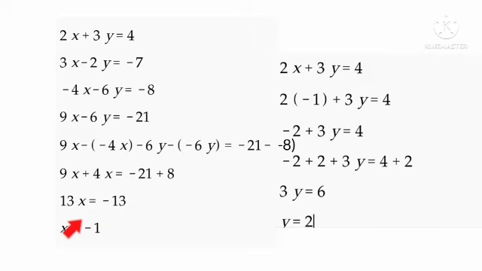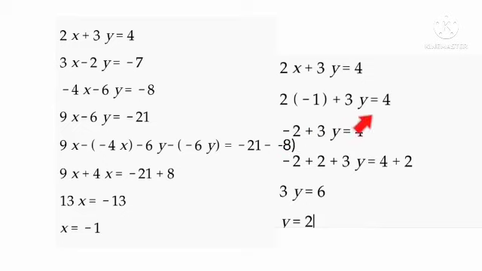Now, substituting your answer of negative 1 into either equation 1 or equation 2, you will still get the same answer. But we are going to substitute it into equation 1 in this case. So we are going to have 2x plus 3y is equal to 4. Substituting negative 1, we are simply replacing x with negative 1 here. So we are going to have 2 times negative 1, that will give you negative 2 plus 3y is equal to 4.